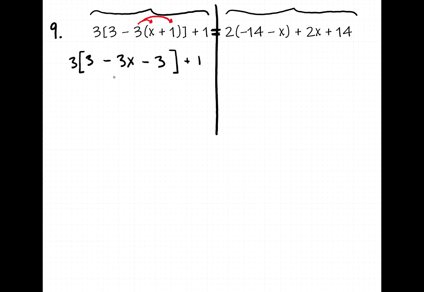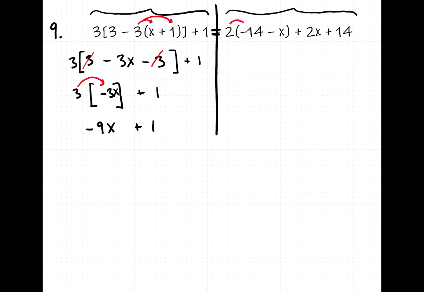All right, inside these brackets, we have a +3 and a -3. They cancel. Oh, sorry, -3x plus 1. So now we could distribute this 3 on the outside. So that'll give us a -9x, and then we've got this +1 on the outside of the brackets. All right, looks good.